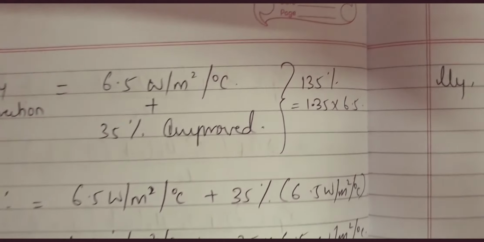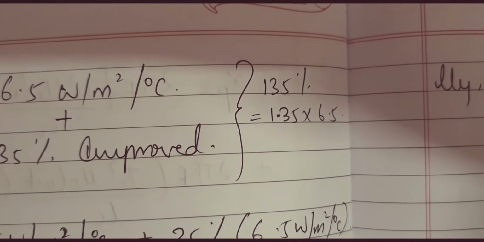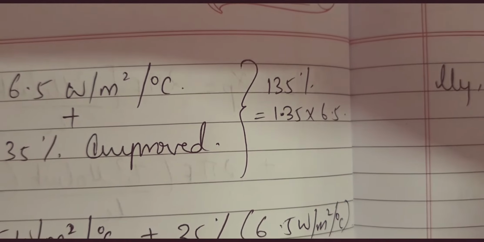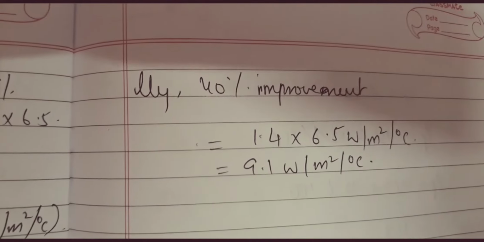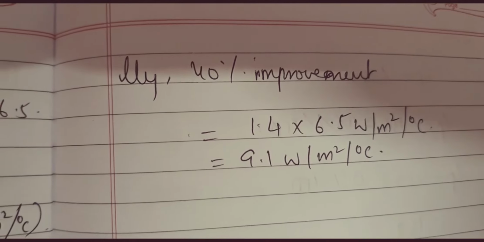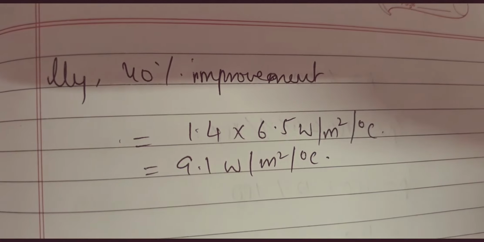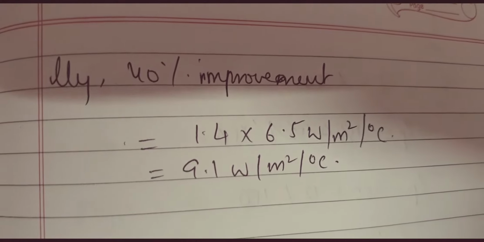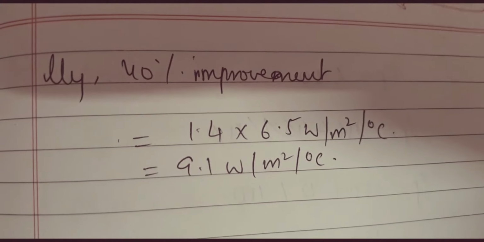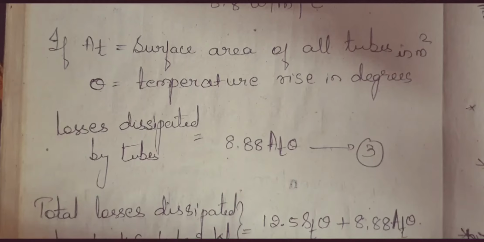This, in short, I can write as 135%, which is nothing but 1.35 times 6.5. So you will get the same answer, that is 8.8. Similarly, let us say by adding cooling tube, there is 40% improvement in convection. In that case, directly multiply 1.4 into 6.5, you will get it as 9.1. Similarly, if improvement is 45%, then multiply 1.45 into 6.5.